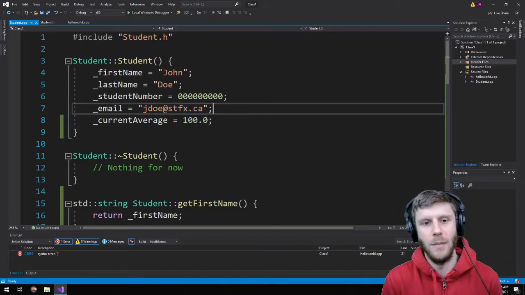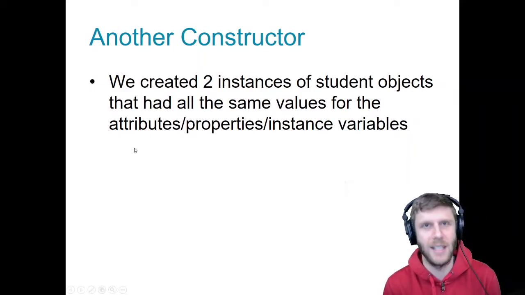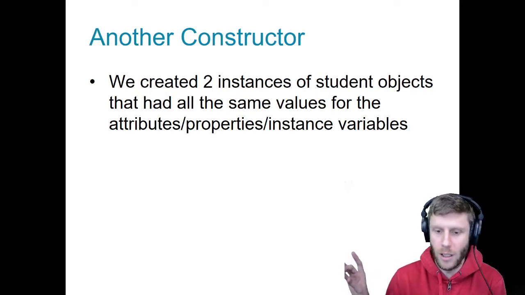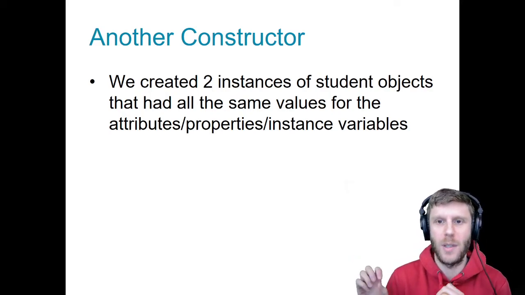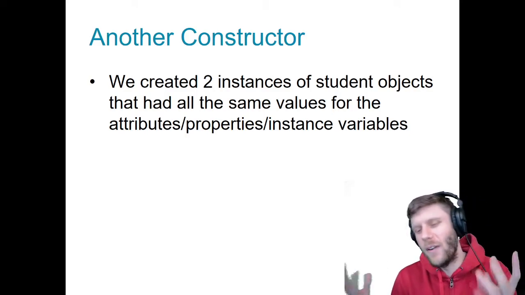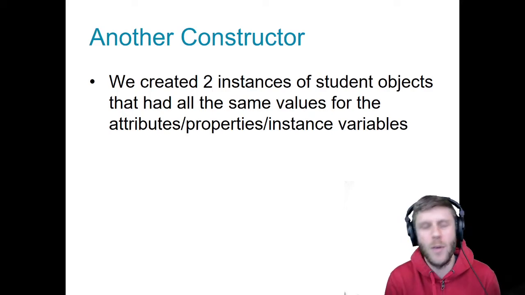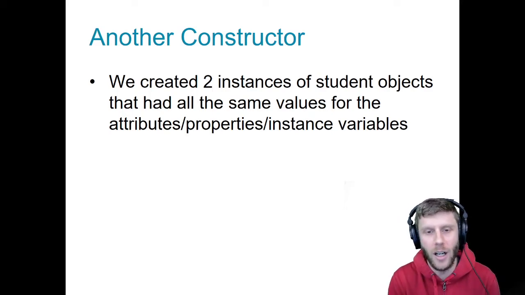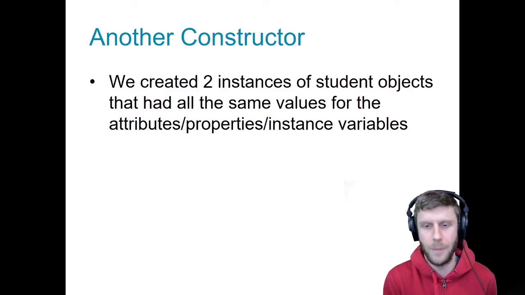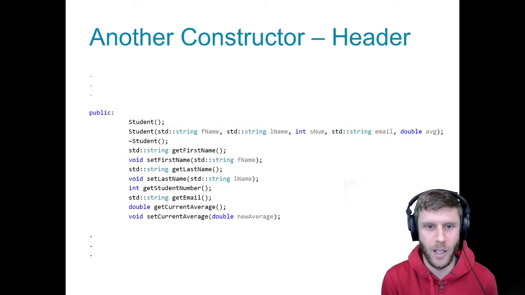Okay. But that's not going to be great all the time because, well, what if you want to make an instance and just set the values accordingly on creation, like set the values to what we want them to be when the object is created, instead of creating one with default values and then going and changing them with getters and setters. I mean, we even saw that we don't have a setter for email address and student number, so how on earth are we going to change those things? So it's not ideal, so we're going to make a new one.